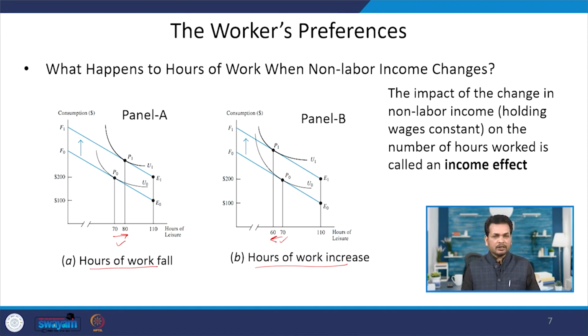Now why are we having these contradictory results? Both the panels in the figure draw legal indifference curves. Both panels have indifference curves that are downward sloping, they do not intersect, and they are convex to the origin. It seems that we cannot predict how an increase in the non-labor income affects the hours of work, because in one case it is increasing, in another case it is decreasing.